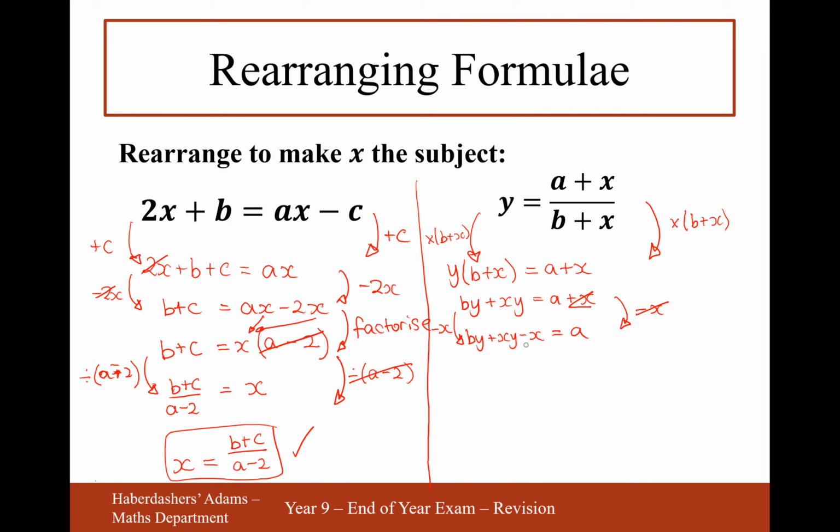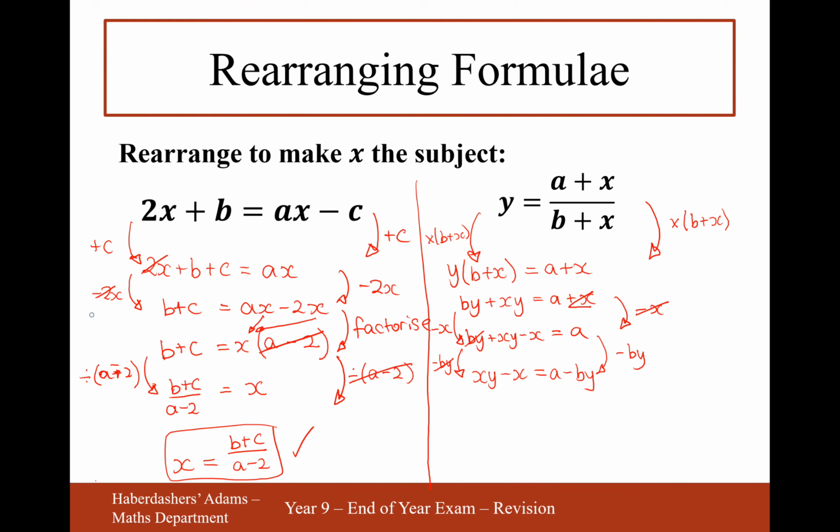Okay, I've got all my x's on the left hand side, but this by is also on the left hand side, so that needs to move onto the left. It's being added onto xy at the moment, so I'm going to take away by from both sides. That's going to leave me with xy minus x, because the by's will cancel out, and I'll be left with a minus by on the right hand side.